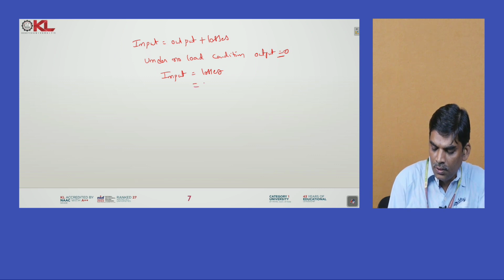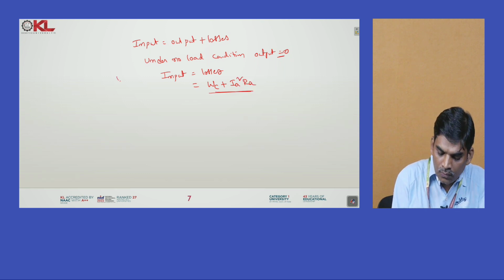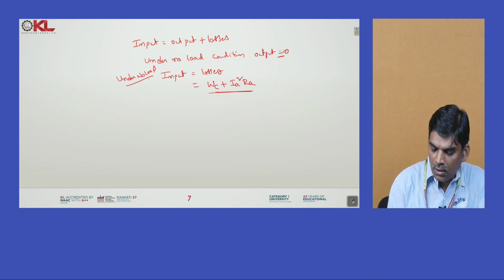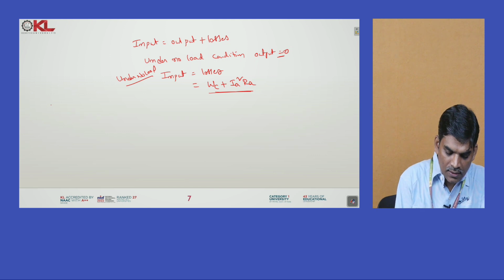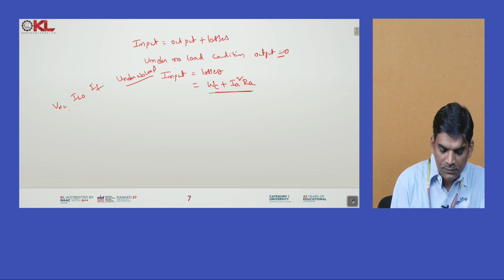Generally there are two types of loss. The entire losses are classified into two types: constant loss and variable loss. One is called constant loss, plus the other one is only the I square R A losses. So under no load condition, the total input is equal to constant losses plus I square R A. So in this Swinburne's test, otherwise the no load test, we are getting these values: V no load, I L naught and field current. These three values we get.